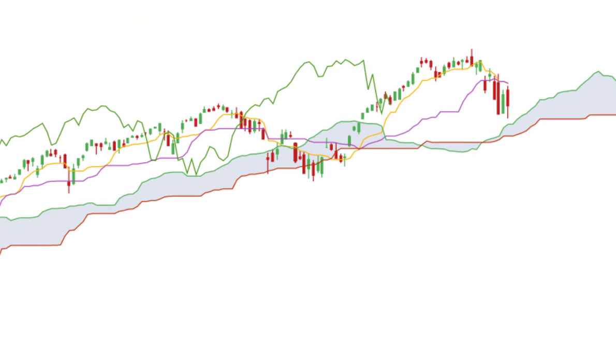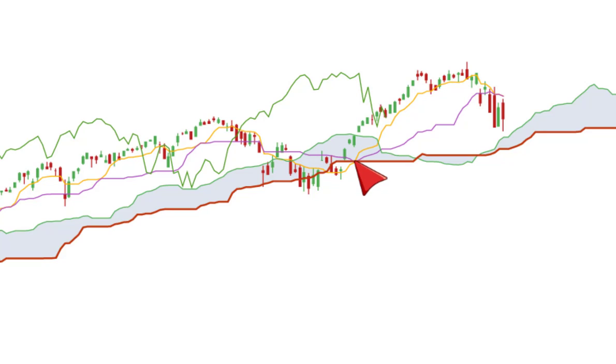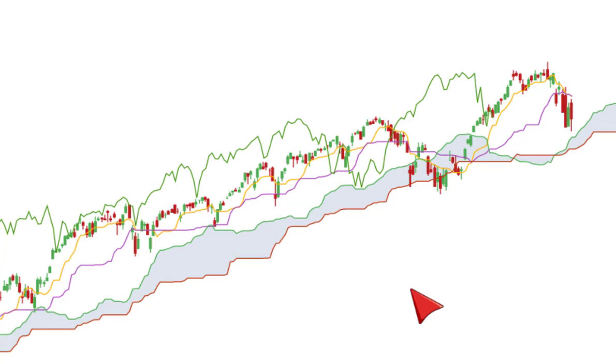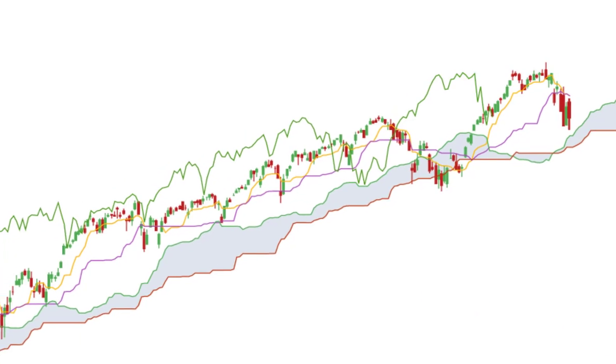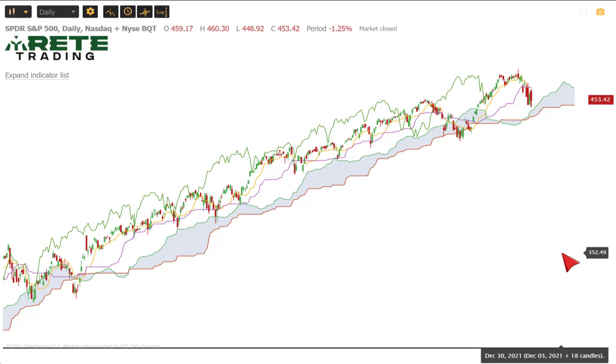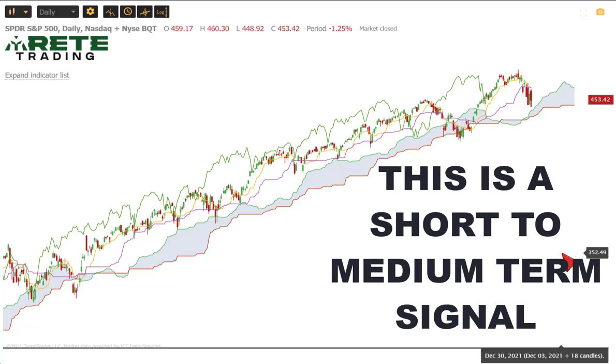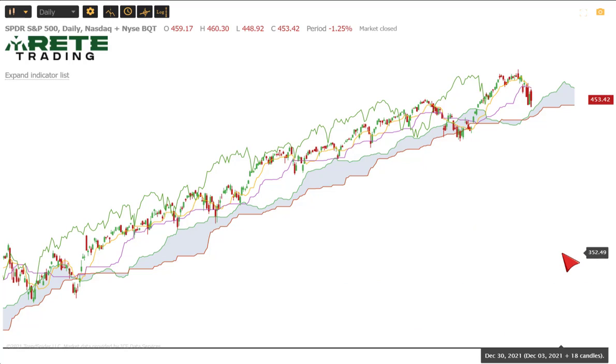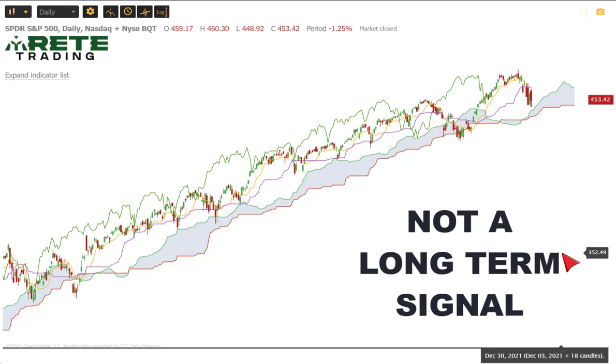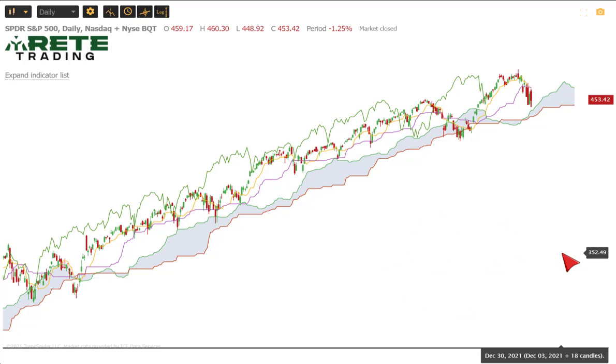And let's just zoom in on that one and just focus on it for a moment. So you can see the cross here. You can see the cross here. These are all signals. These are buy and sell signals. Now, they're not the be-all, end-all, but it's a signal that you need to pay attention to. And it's also a short to medium-term signal. It is not a long-term signal. So I think it's important to understand that this is a short or medium-term signal. It is not a long-term signal.